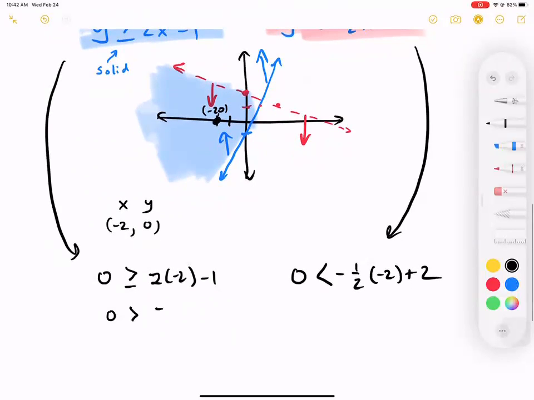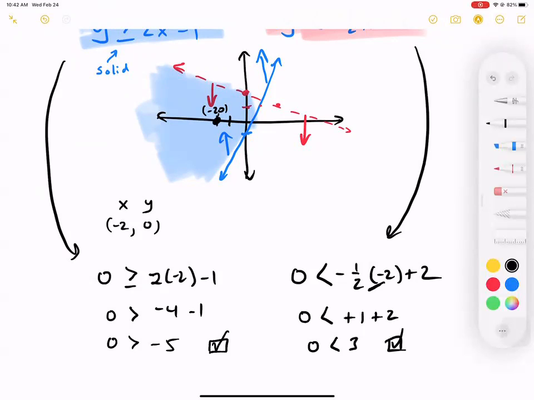0 is greater than -4 minus 1, which is 0 is greater than -5. Is 0 greater than -5? Yes, that's a true statement. On the right, is 0 less than, 2 divided by 2 cancel out, so that'll be plus negative is a positive 1, plus 2. Is 0 less than 3? Yeah. -2, 0 is a point that's true. But know what? That's not the only solution. Any of these points inside that shaded region are all completely true also. All these points work. It's a region that's true.